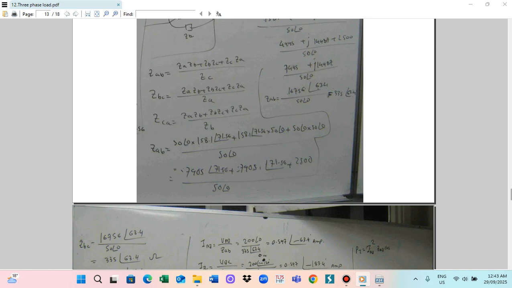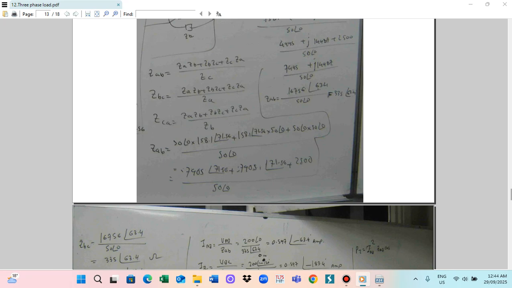So ZB we can calculate. ZB is 158.1 angle 71.56. So the 16756 divided by 158.1, you got 105.9. So the angle is 71.56 minus 63.4. So this is minus 8.16.